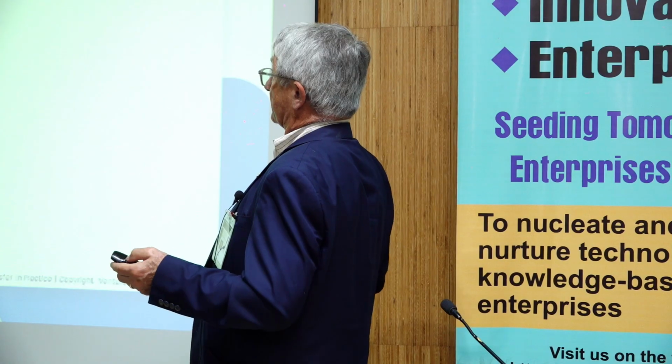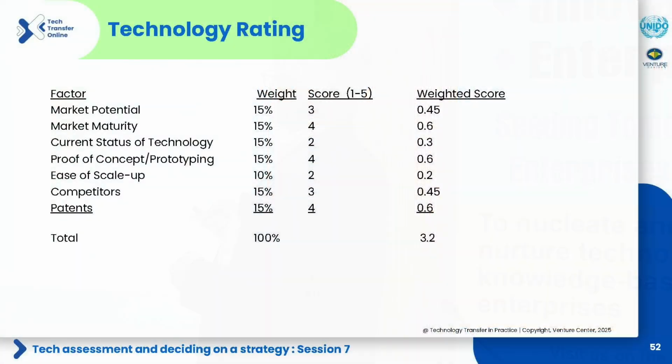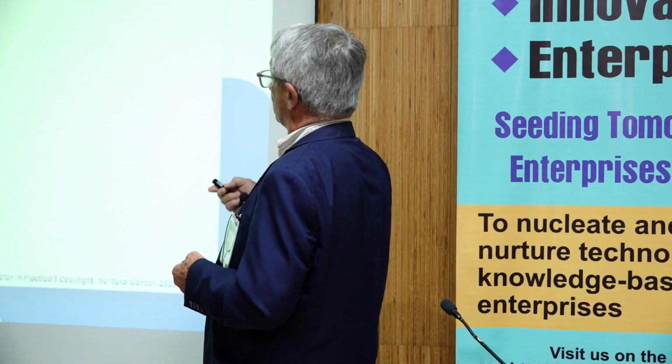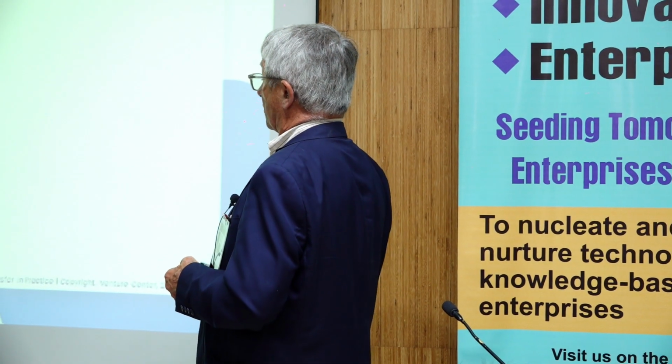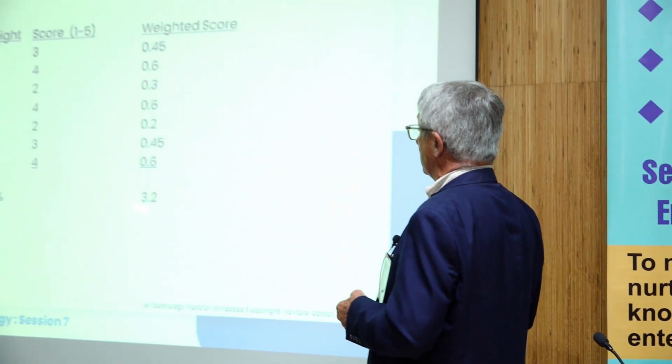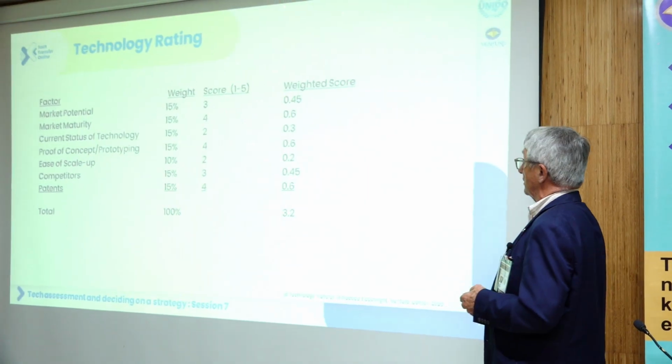A particular technology might be, you score market potential 3, market maturity 4. So that gives you this weighted score, and the total would be 3.2 out of a maximum possible of 5.